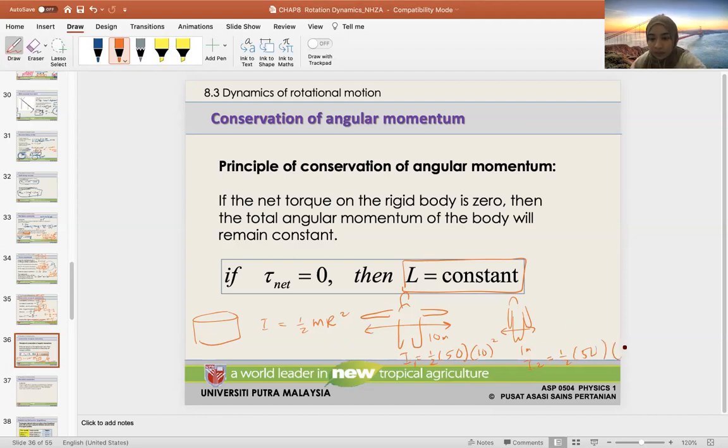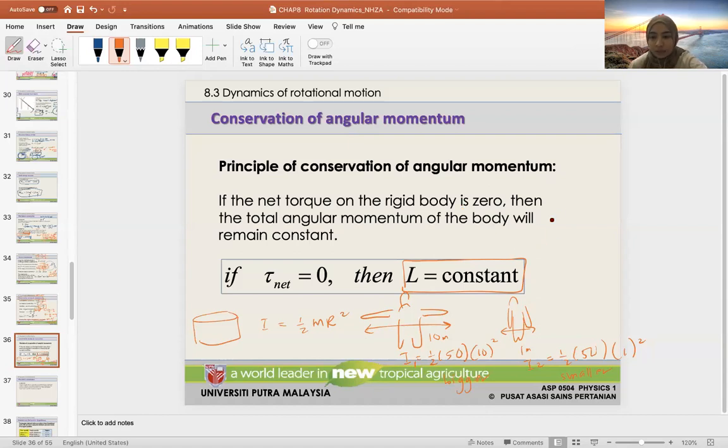Her I becomes smaller. This is bigger. Okay, so I is bigger when she extends her arm. I is smaller when she's not extending her arm.